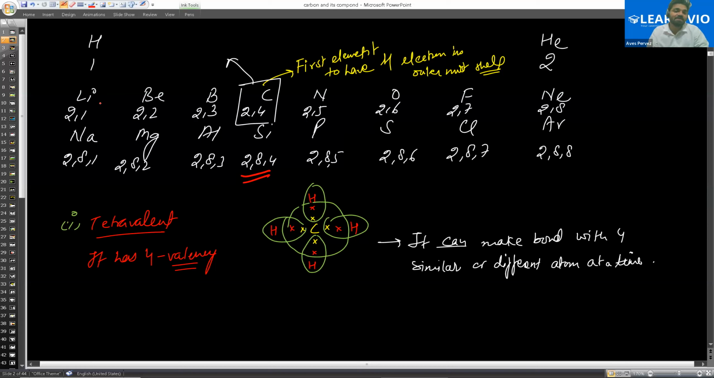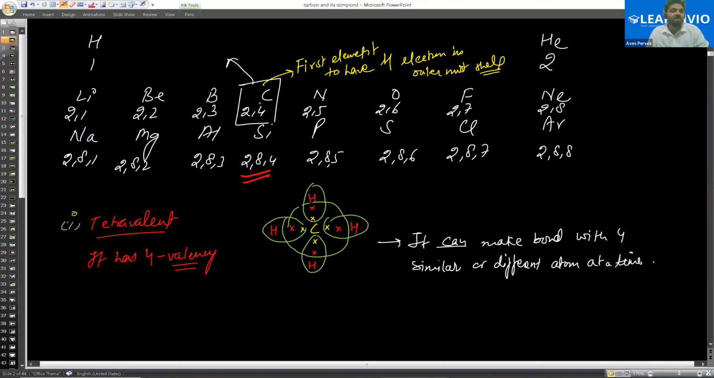Other elements, for example, lithium, can make only a single bond. Some can make double bonds, meaning two bonds. Some can make three bonds. Nitrogen has five valence electrons, but it can make three bonds because nitrogen needs to complete its octet, so it can share only three electrons. Oxygen can share only two, so it can make two single bonds. Then the count goes zero, one, two, three, and then four.